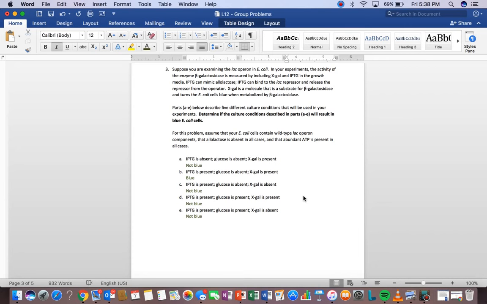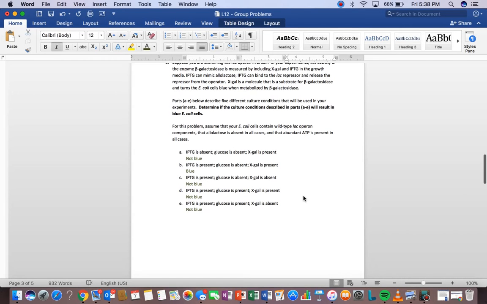Okay, so on part B, we have IPTG present, glucose is absent, meaning that we need to metabolize lactose. So we are going to transcribe the sequence, and then X-gal is present, so when that gets transcribed, it'll turn the E. coli cell blue. So B is the cell will be blue. On part C, IPTG is present, glucose is absent, and X-gal is absent. Because the X-gal is absent, we will transcribe the sequence, but the cell won't turn blue.